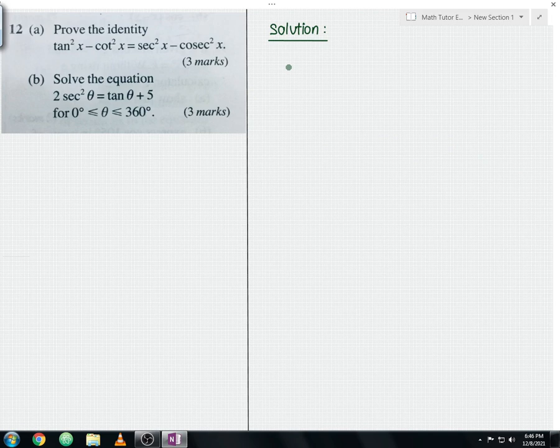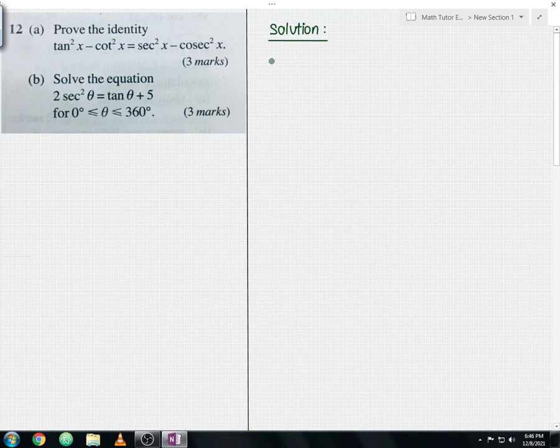Okay, let me read the question now. For the question part A, prove the identity tangent square x minus cotangent square x equals secant square x minus cosecant square x. For the question part B, solve the equation 2 secant square theta equals tangent theta plus 5 for the range 0 degree less than or equal to theta less than or equal to 360 degree. So this is the overall question.